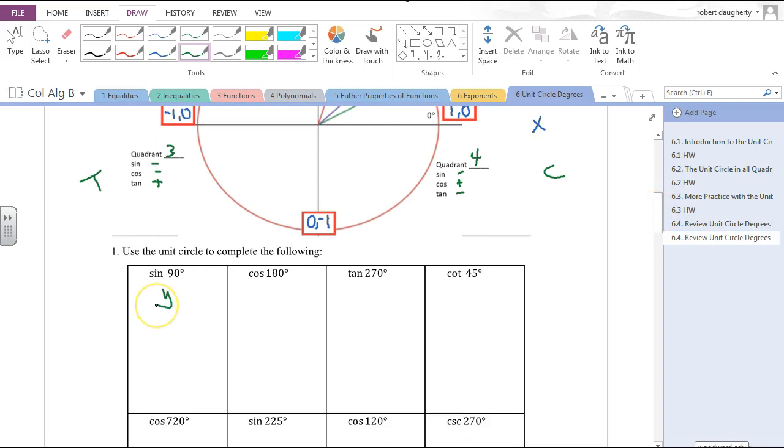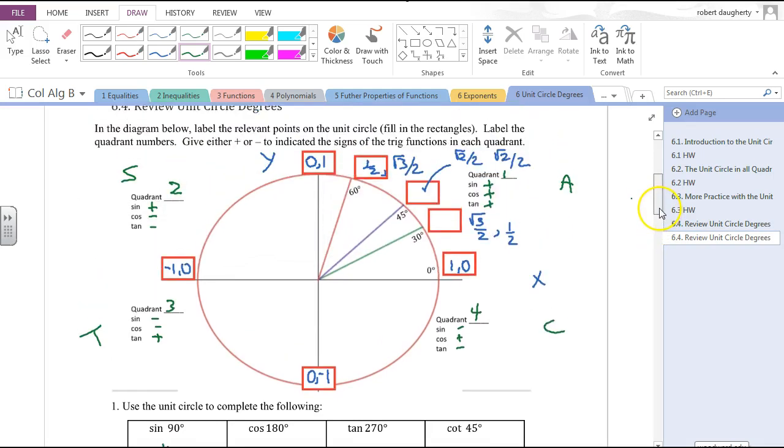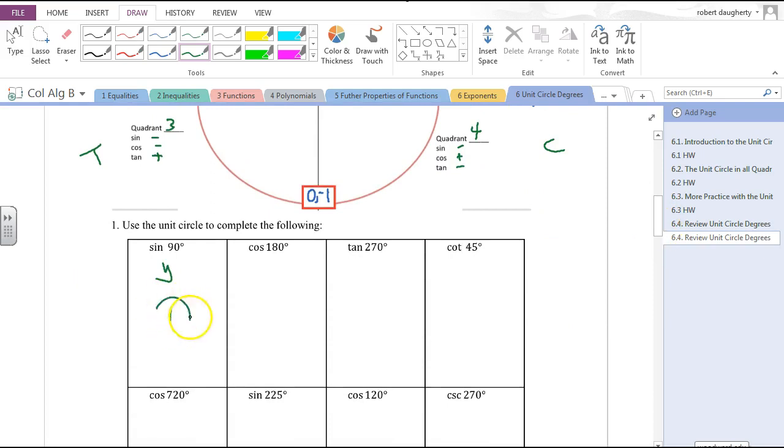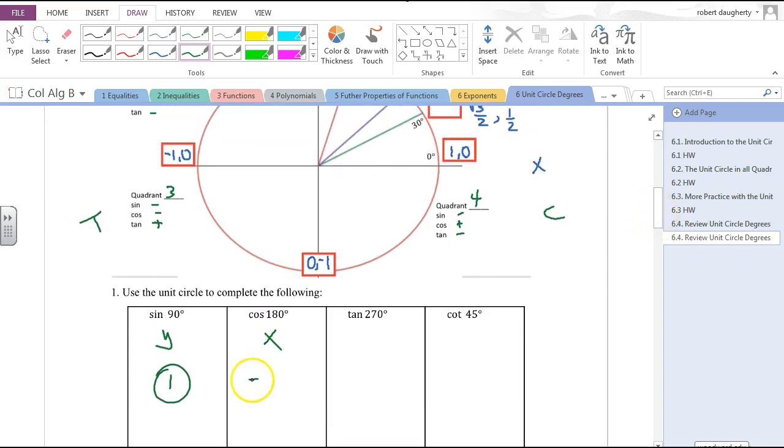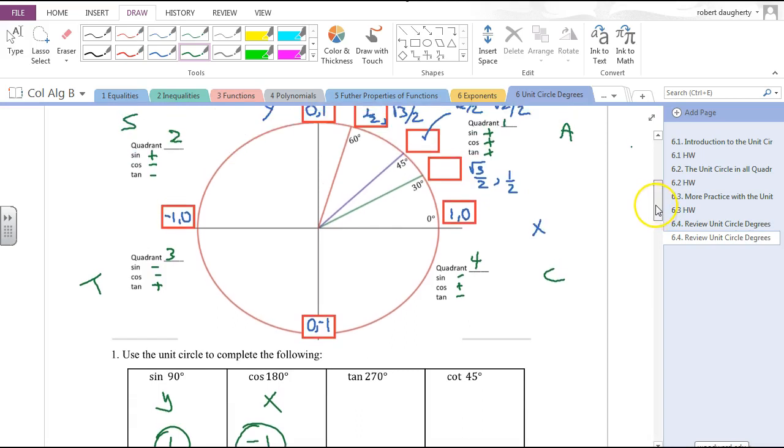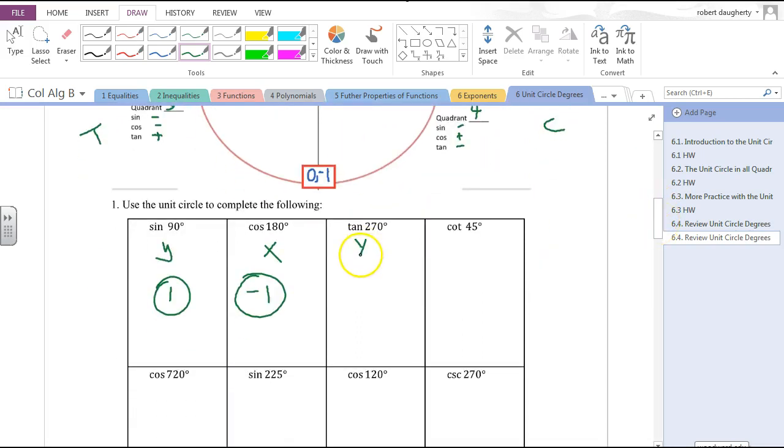So, finding the sine of 90 degrees. The sine is just the y coordinate. If you go to 90 degrees, what's the y coordinate? It is 1. The cosine is your x coordinate. If you go to 180 degrees, your x coordinate is -1. Tangent of 270. Remember, the tangent is just y divided by x. If you go to 270, your y coordinate is -1 and your x coordinate is 0. This is undefined.